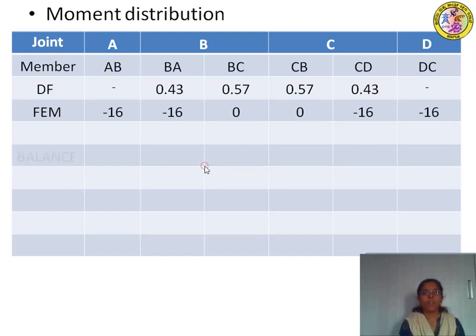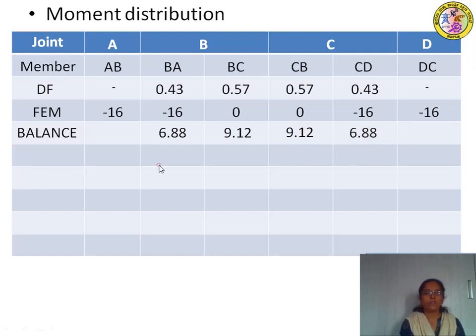Okay, so balancing of joint B and C, it is imbalanced by minus 16. Both joints are imbalanced by minus 16. Therefore balancing moment will be plus 16. So plus 16 into 0.43, 6.88. So 16 into 0.57, it will be 9.12. Similarly at CB 9.12 and at CD 6.88.